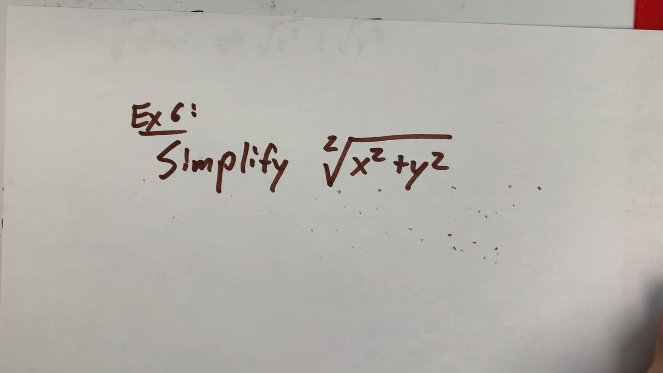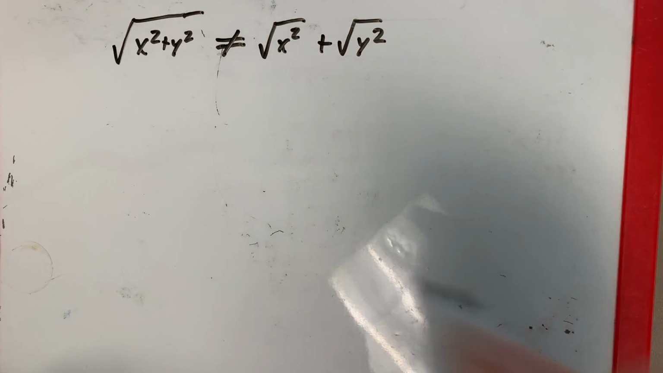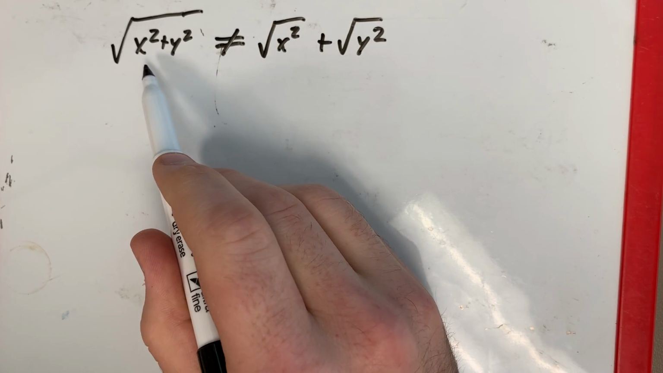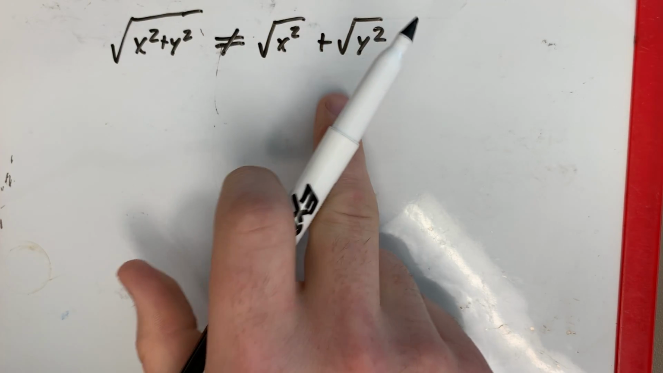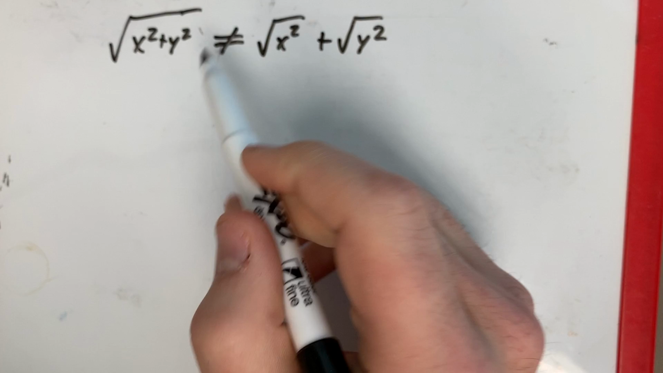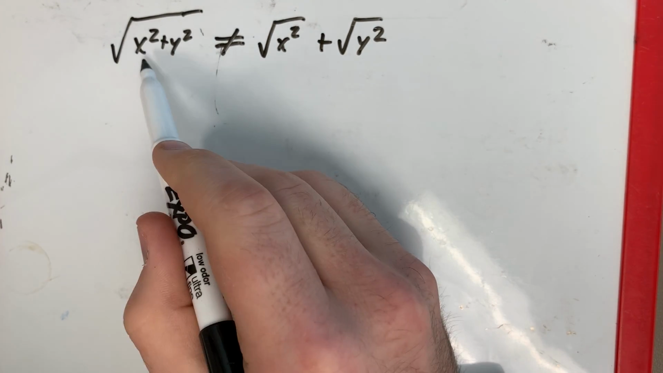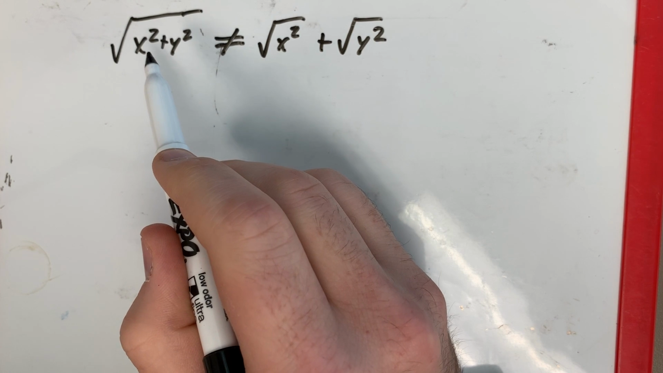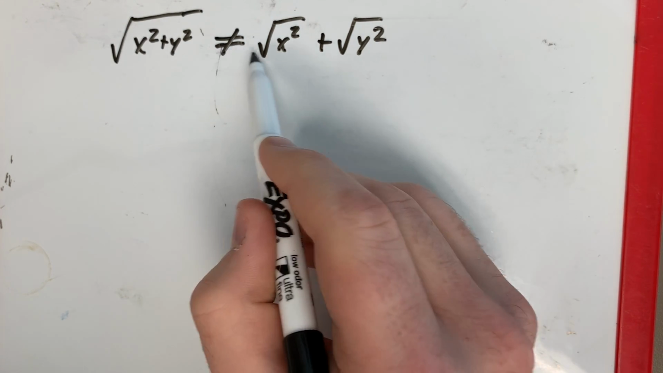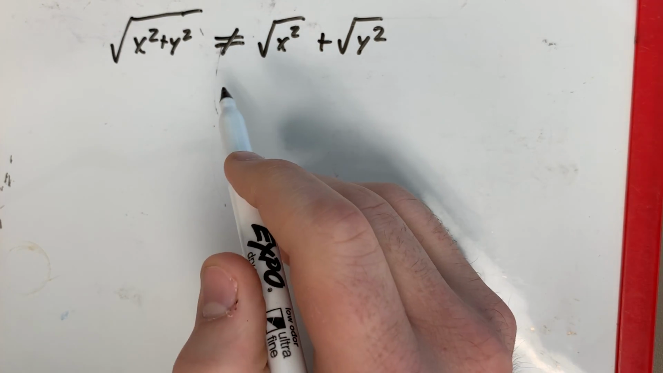The common temptation is to say, well, the square root of x squared plus y squared is equal to this guy. And the reason you'd want to do that is because you notice, hey, look, there's an x squared and there's a y squared, and I could cancel those using the square root here. But unfortunately, this is not a true statement.